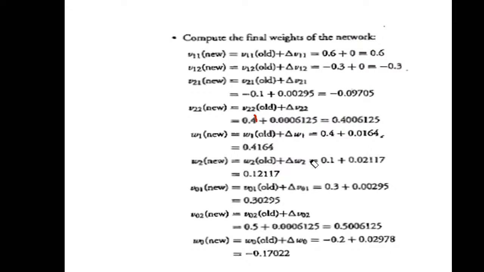Okay, so if you see here, V11 new is V11 old plus delta V11, similarly V12 new, you have to calculate all the new weights. Since you have the values, you can easily calculate all the new weights. So that means you are updating the weights based on the change in the weights, which we calculated depending on the error.